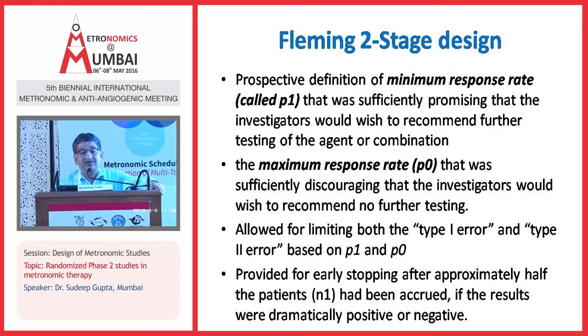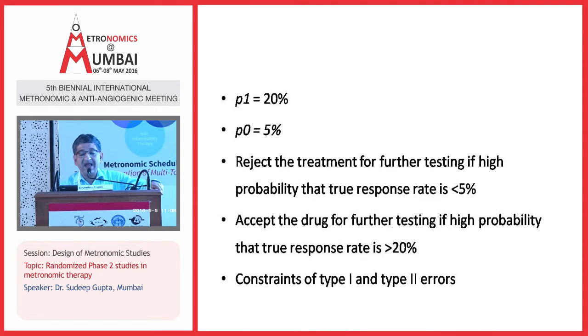So Fleming actually modified the Gehan design such that the response rate of interest called P1 and the null response rate of P0 were constrained by the type 1 and type 2 error. And essentially it provides for early stopping after approximately half the patients have been accrued if the results are dramatically negative or positive. And so this is the typical design of a Fleming stage 2 study.